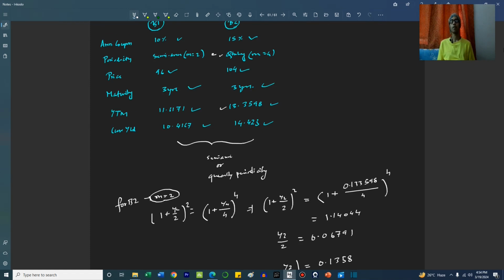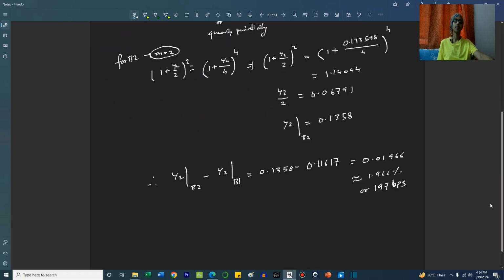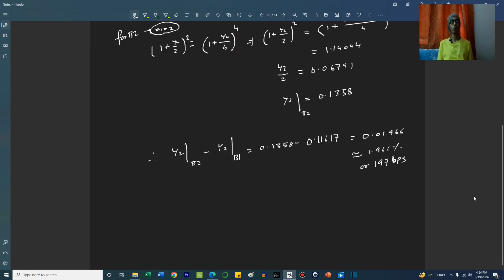B1 to a quarterly basis and see what is the basis difference. So, basis difference, why are we taking it out? We are just trying to find out the compensation B2 is paying to make up for its higher risk. This is compensation B2 is paying to make up for its higher risk.